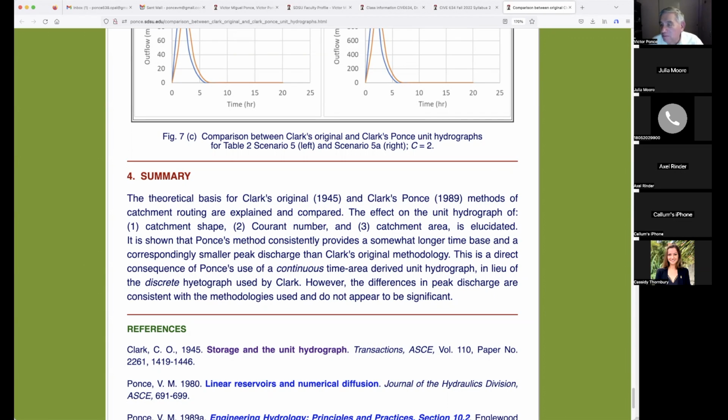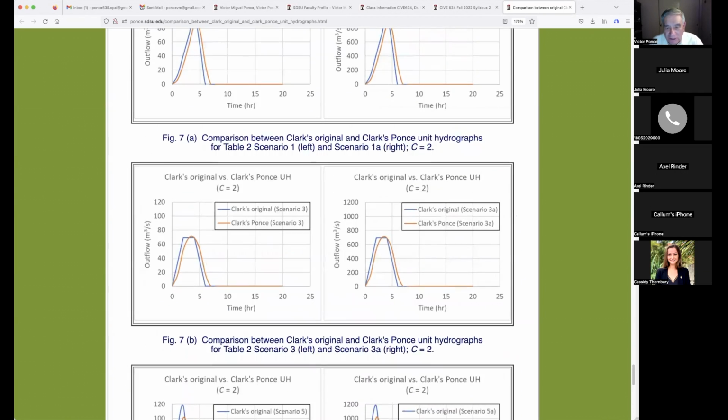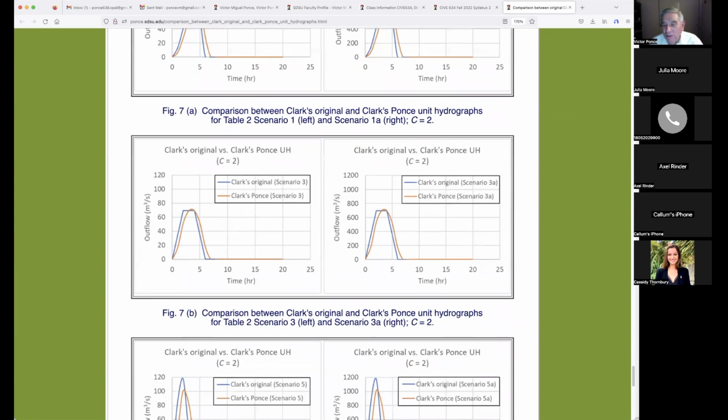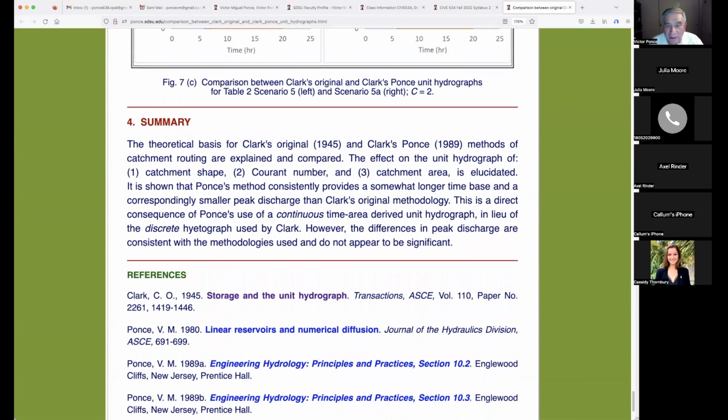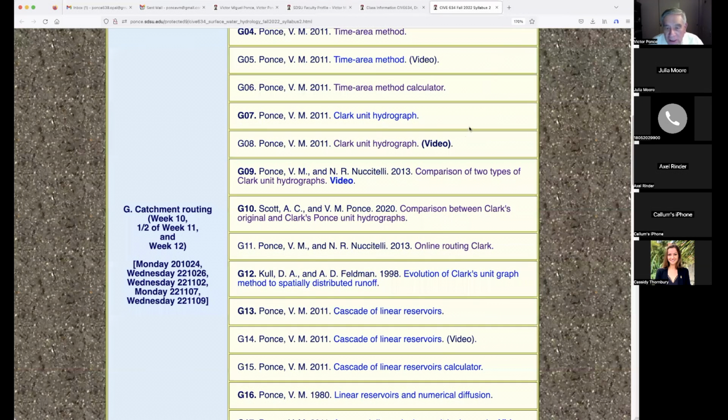There's not that much difference. There may be 5% difference. In some places, there's no difference. Look at this. Over here, there's hardly any difference at all. So the chances are that the difference is going to be maybe 5%. And who cares? In hydrology, really, who cares if the difference is only 5%? If the difference gets to be more than 20%, I would start to worry about it, but not 5%. So, direct consequences of Ponce using the continuous in lieu of the discrete. The differences are consistent with the methodologies used and do not appear to be significant. That is the conclusion now.